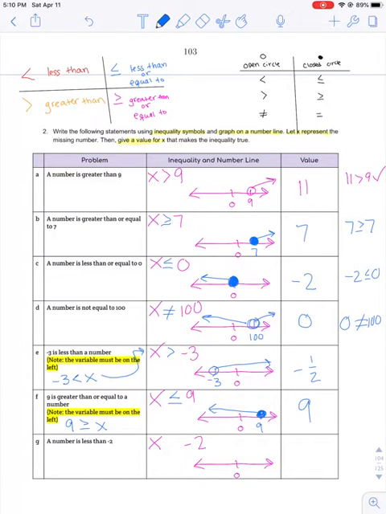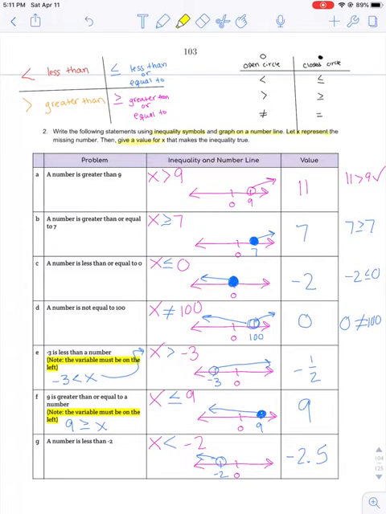All right, the last one. A number is less than -2. Here's the less than symbol. So here's my -2. I need an open circle because it can't be equal to that. And then my arrow points this way because this is all the numbers that are less than -2. And let's see what I want to pick. I'm going to do -2.5. That's a number that would be in this area.